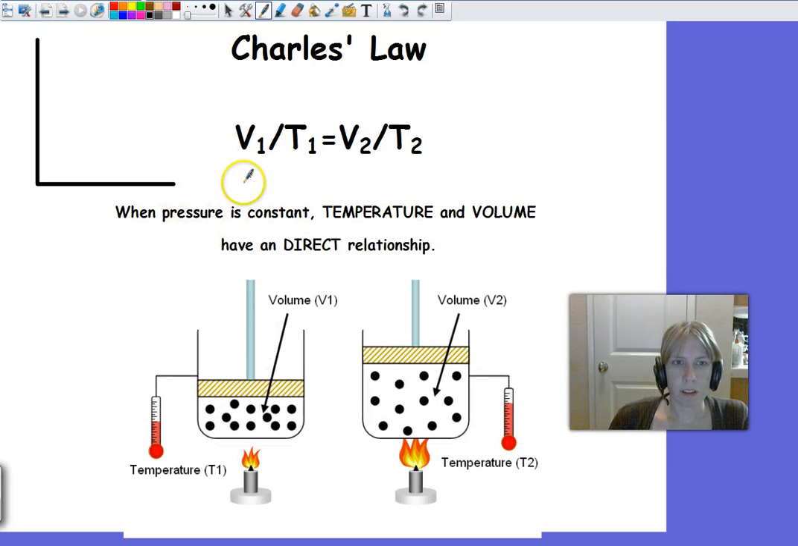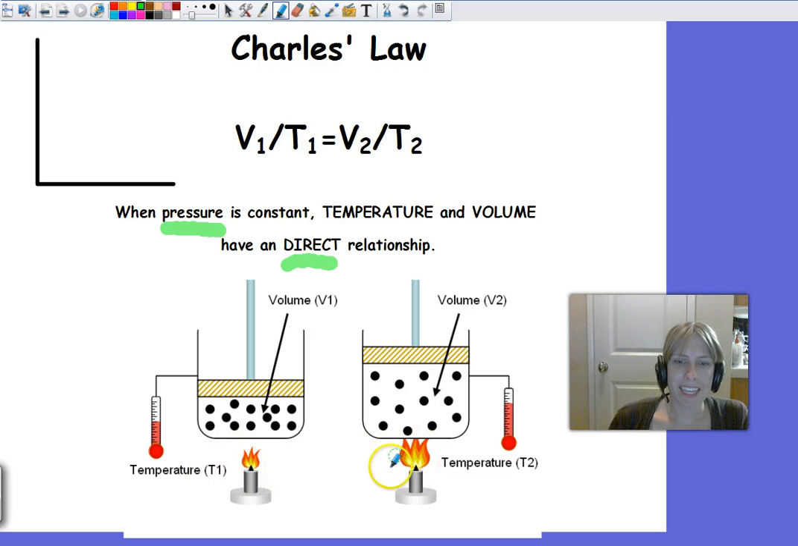Alright, so Charles' law says that when pressure is constant, so we're looking at constant pressure, so it's not going to be in the equation because it doesn't change, temperature and volume have a direct relationship. So here we're looking at our volume, our initial temperature, our final volume, and our final temperature. So if I look at this, I have an initial volume and an initial temperature.